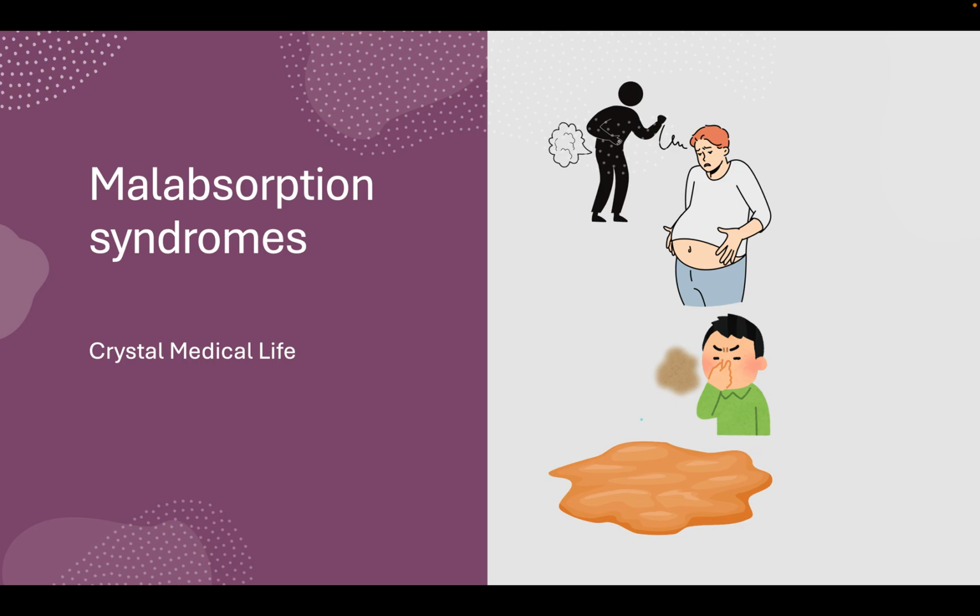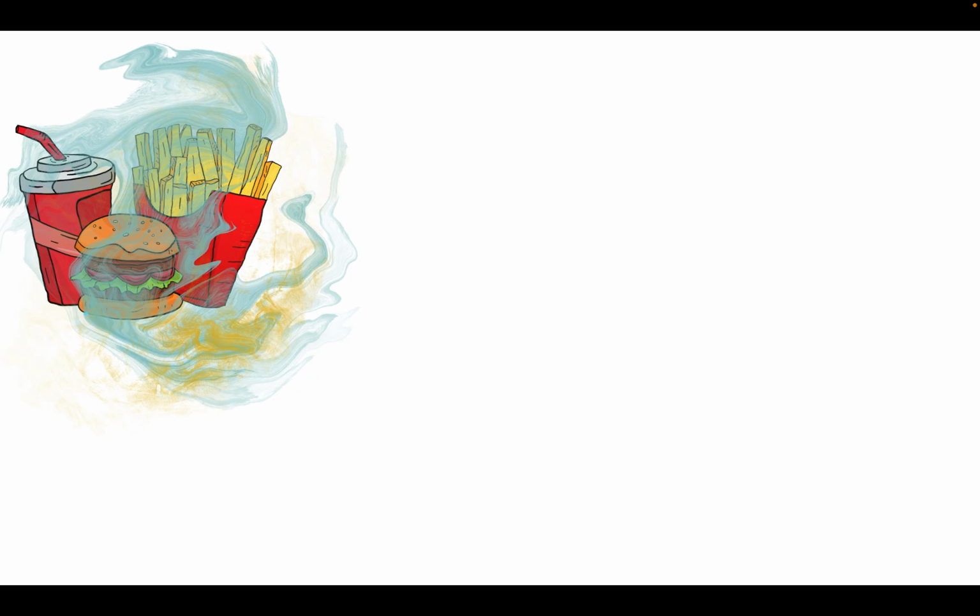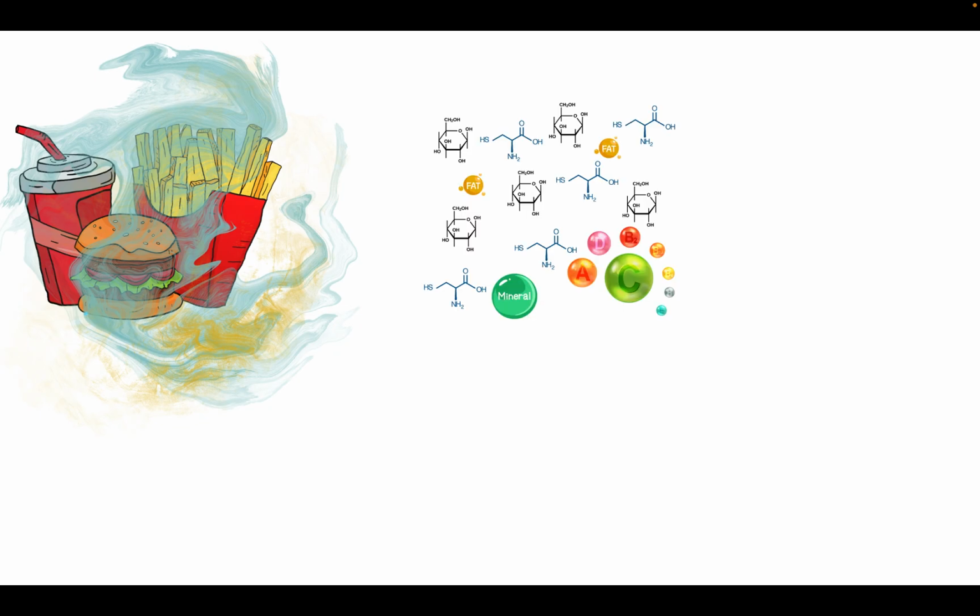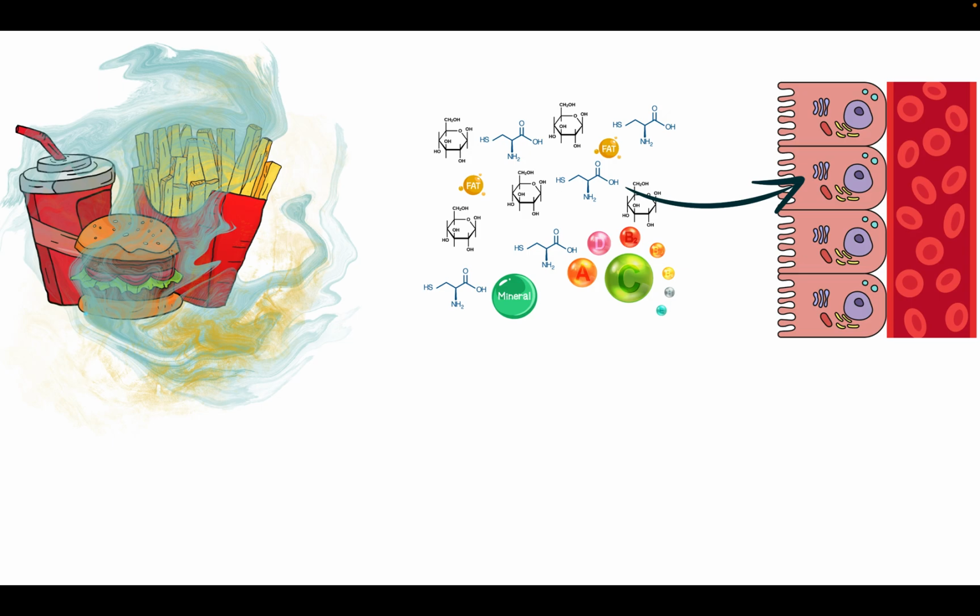Today we will be discussing malabsorption syndrome, but let's start with something you love. Think about your favorite meal, a burger, french fries and Coca-Cola. Now once you eat this food, digestive juices like pancreatic juice, saliva, bile and other enzymes work on it, breaking it down into absorbable nutrients like glucose, amino acids, triglycerides. These nutrients are then absorbed by specialized cells in the intestine called enterocytes, which transfer them into the bloodstream.